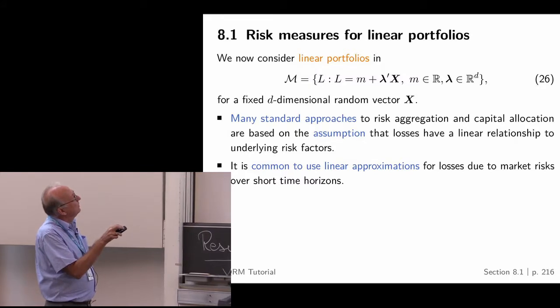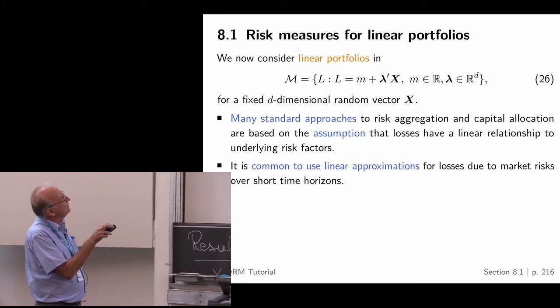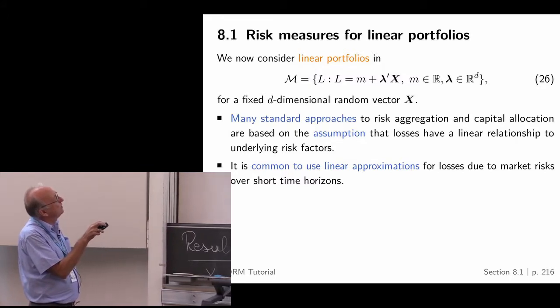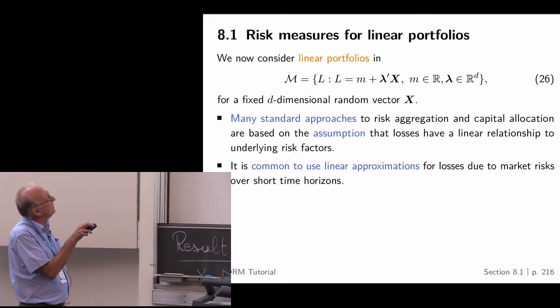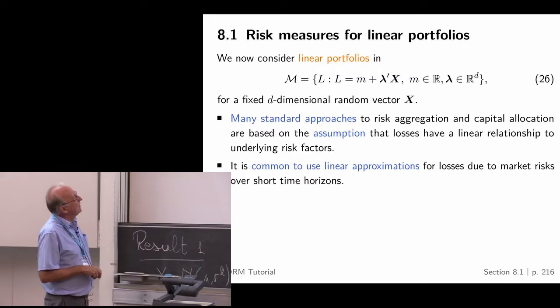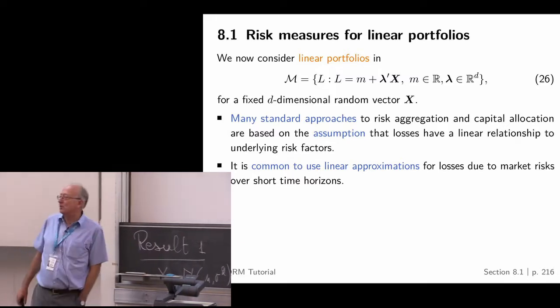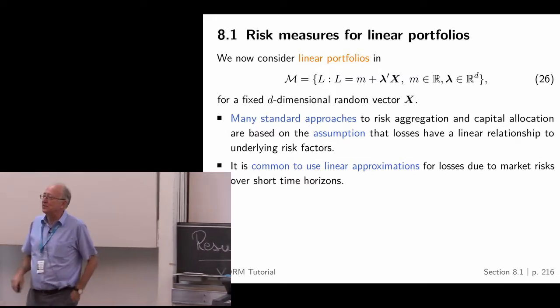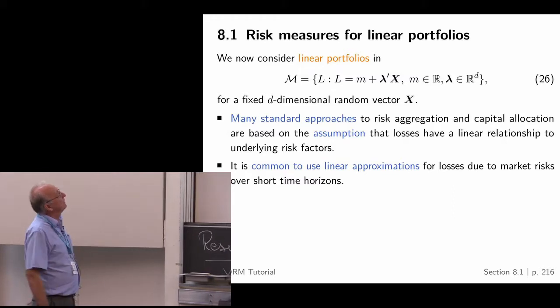We look at portfolios, we have risk factors, we have weights on these risk factors, there is some mean vector, a mean there, and a constant here. That's what we're interested in, d dimensions. Many standard approaches have this, and it's common to use linear approximations. Okay, absolutely standard, nothing special. So we restrict to that.